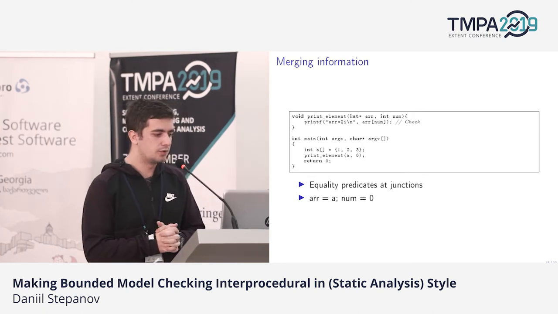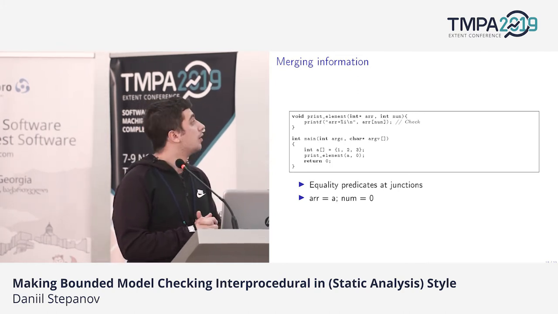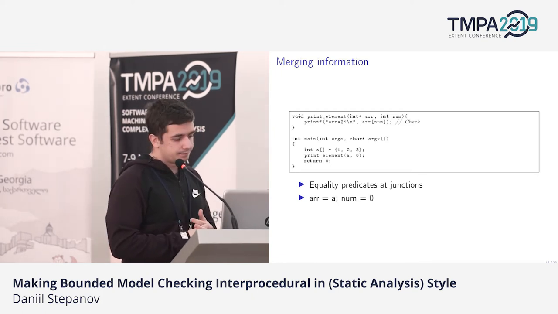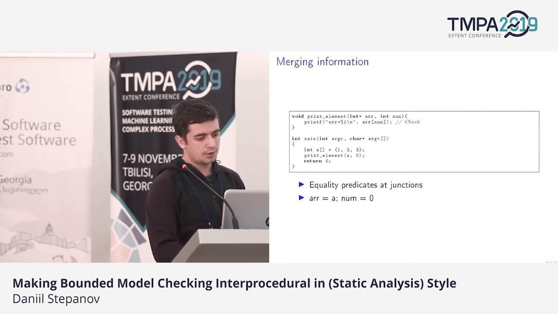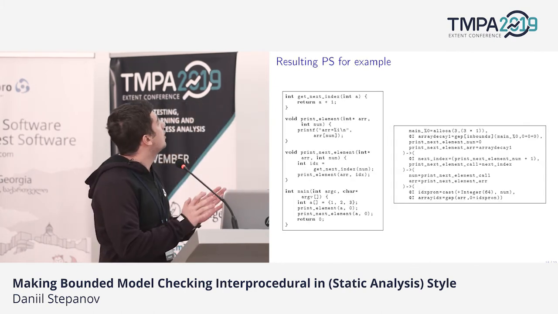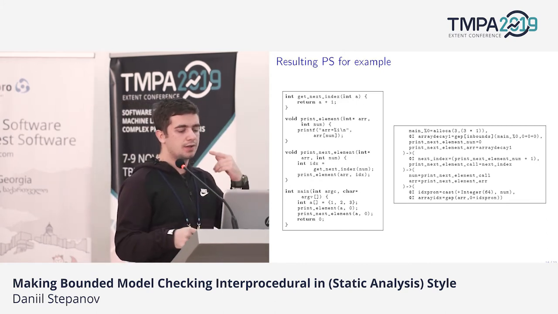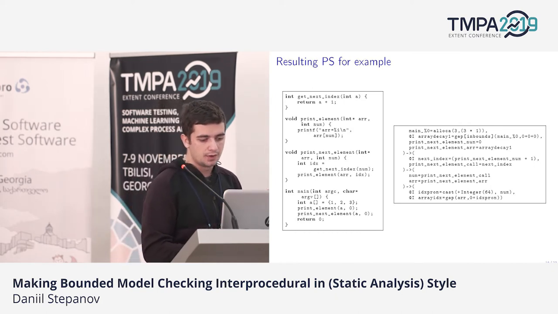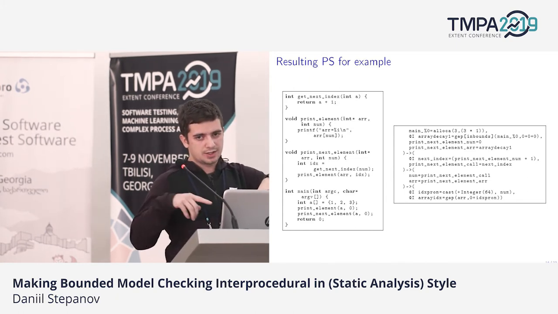For this purpose, we decided to create equality predicates at junctions on the function, in which we assign the parameter value to the argument value. For this, we will create an equality predicate R equal A and num equal 0. Here is the resulting predicate state, for example, that considers only one execution context of function printf. The last line is the instruction that will be checked for violating bounds of the array.